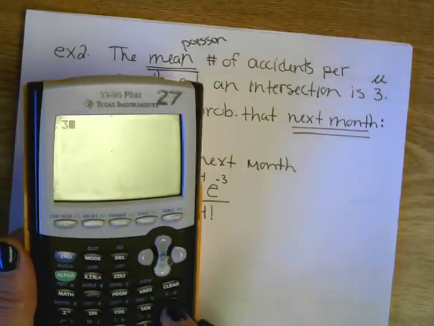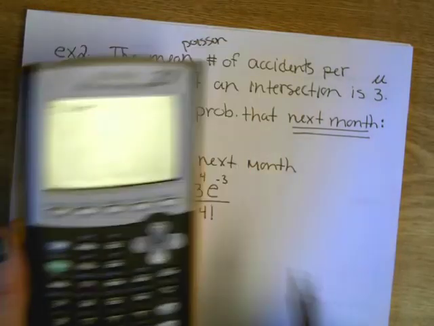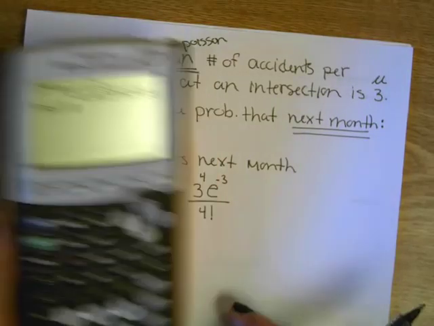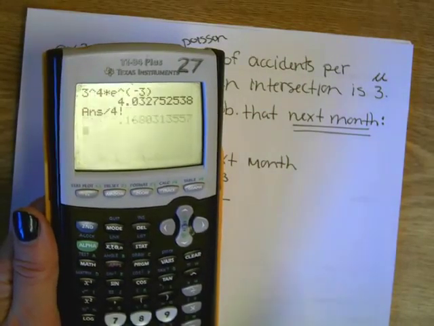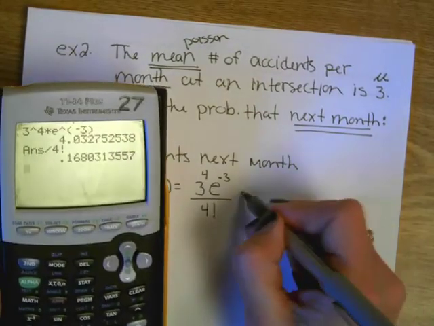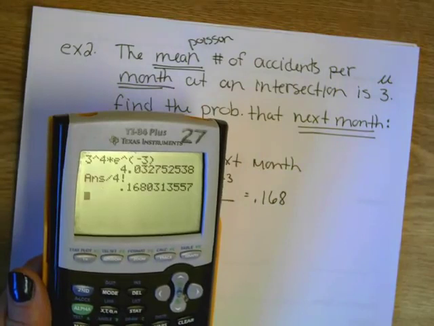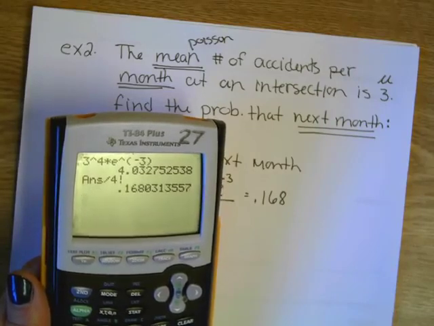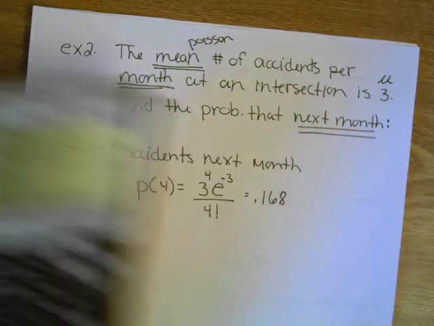So 3 raised to the 4th times E raised to the negative 3rd divided by 4 factorial. Using the what? Negative 3rd. 17% chance. 0.168. How'd you do? Hang on, we're almost there. That's the same one you use for the PERT formula. Boom, I got it. Yeah, the E is the same one in the PERT formula from advanced algebra. That's the base of the natural log. Yeah, I forgot last time.